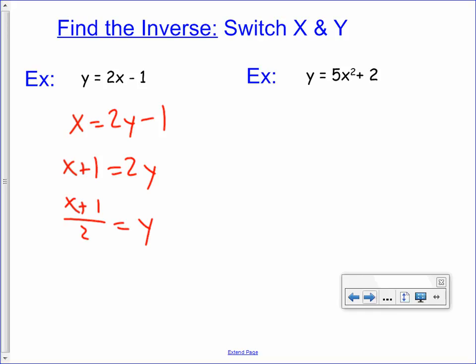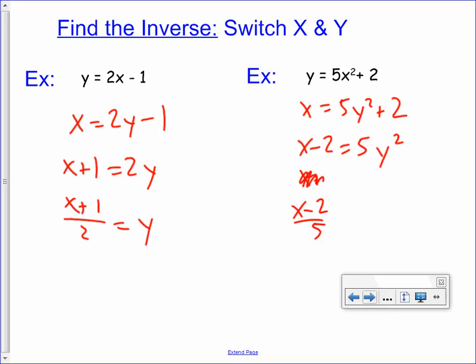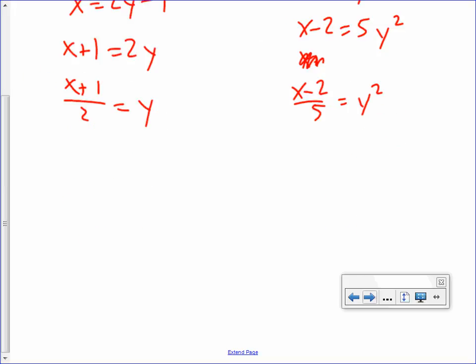Let me do this one. This would be x is equal to 5y squared plus 2. Take away the 2. Divide by 5. X minus 2 divided by 5 equals y squared. Plus or minus the square root of the whole thing. So x minus 2 over 5 equals y. In this case, y isn't a perfect square, so you just leave it under the radical. Okay? Okay. Here we go.